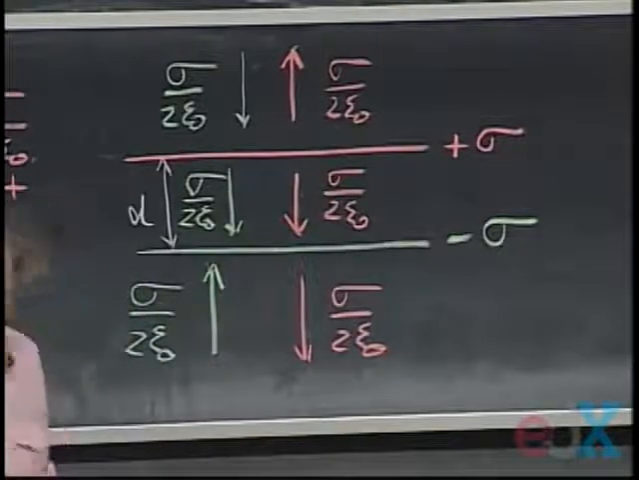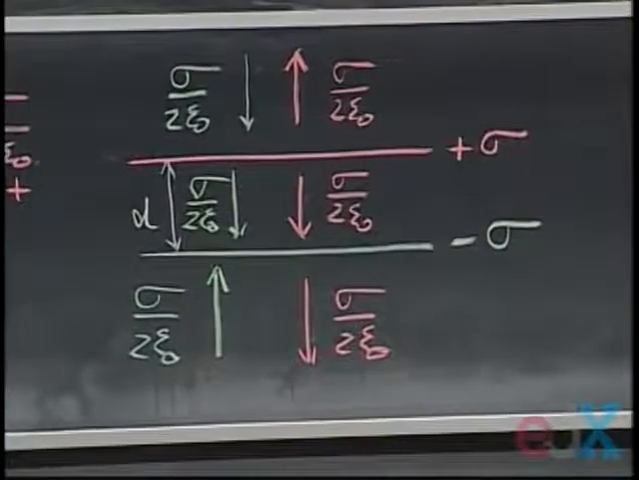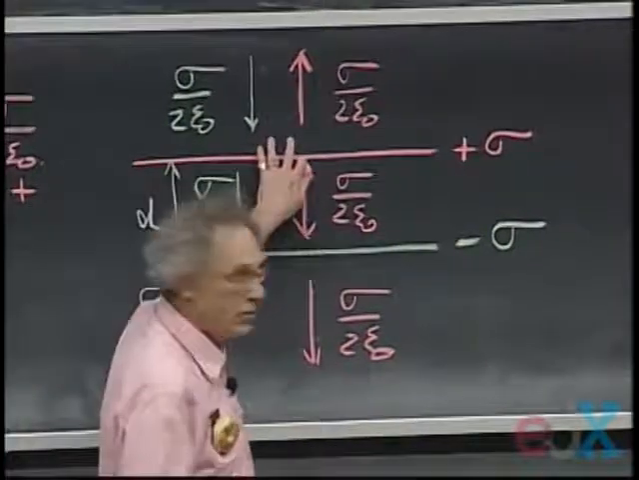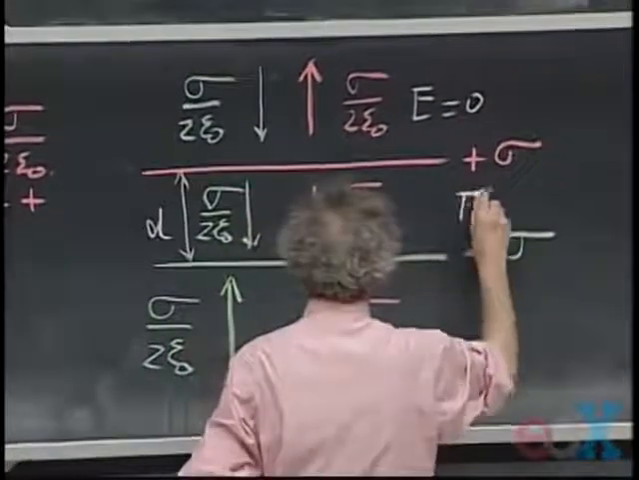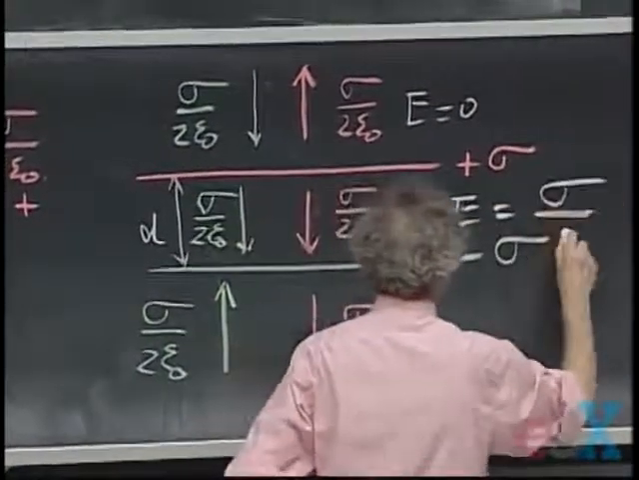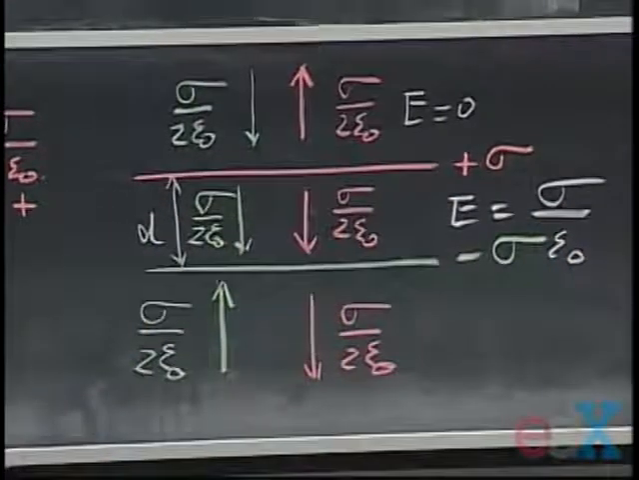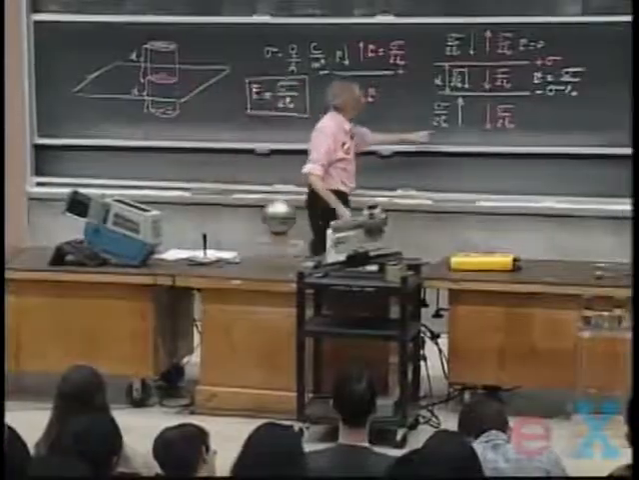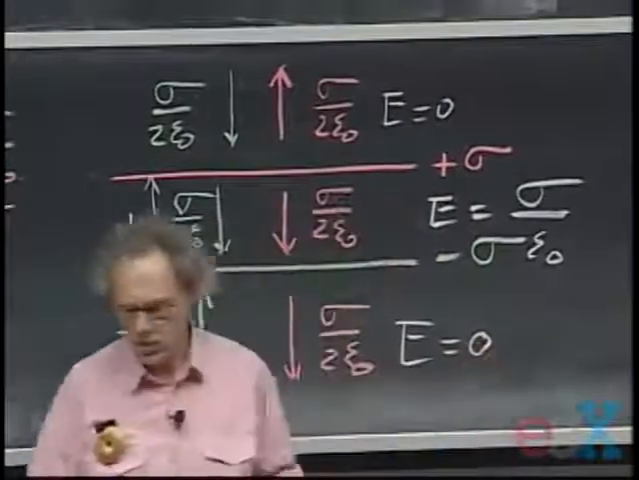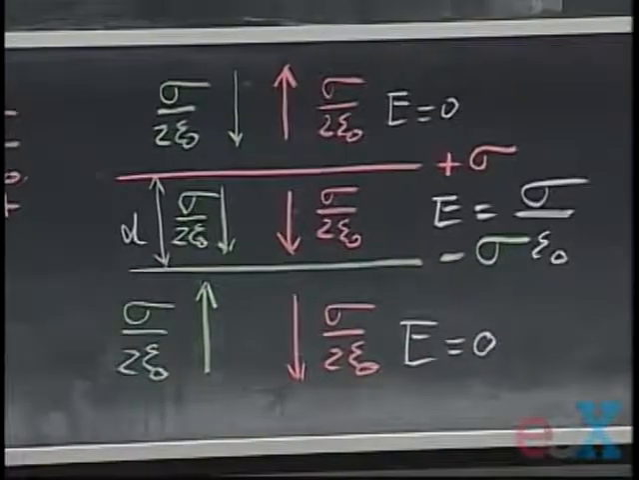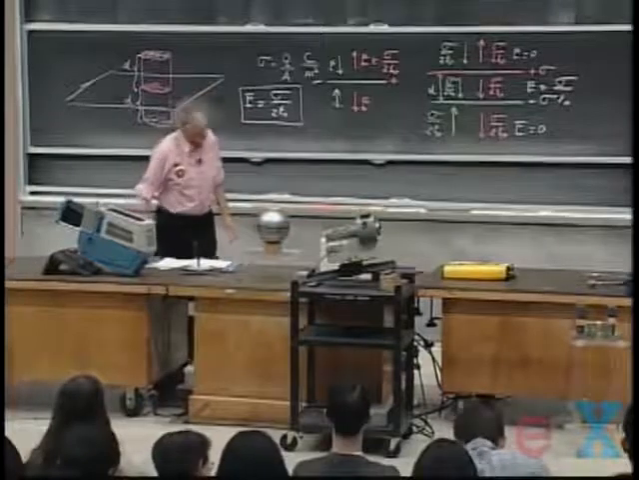I use the superposition principle. I can add electric vectors, and when I do that, I find that these two cancel each other out. So the electric field here is 0. The electric field here is sigma divided by epsilon 0. The two support each other, they are both in the same direction. And the electric field here is again 0. And that is an amazing result. Of course, it's only accurate if these plates are extraordinarily large.